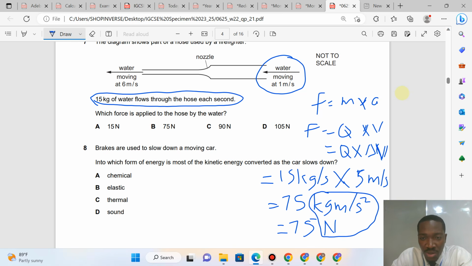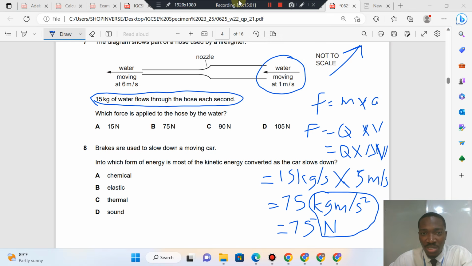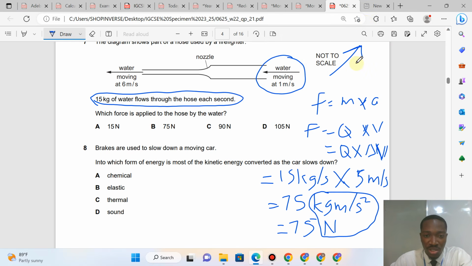If you want to know how we got this through dimensional analysis, follow this link up here and watch the video on derivation of SI unit. You understand how this SI unit was gotten. Let's go straight to the next question.